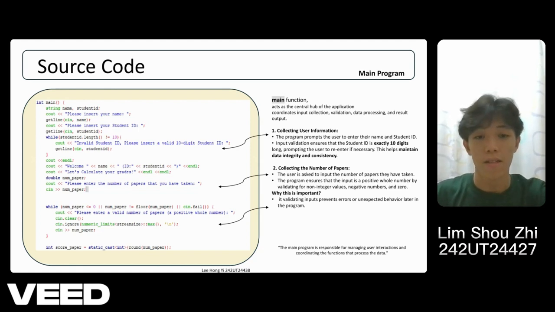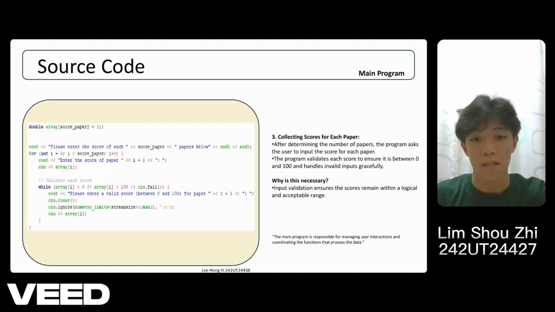By validating this input, we prevent logical errors like trying to process negative or fractional papers. So it also ensures the program runs smoothly without unexpected crashes. So next is step 3, collecting scores for each paper.